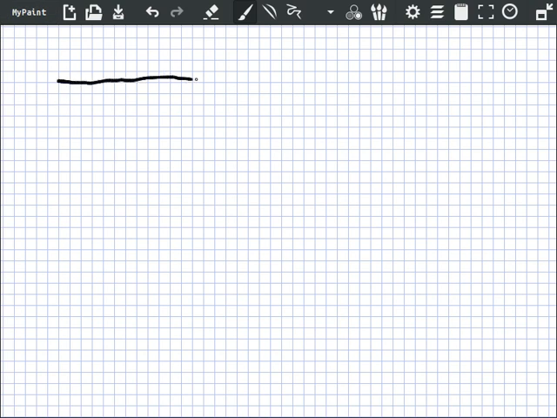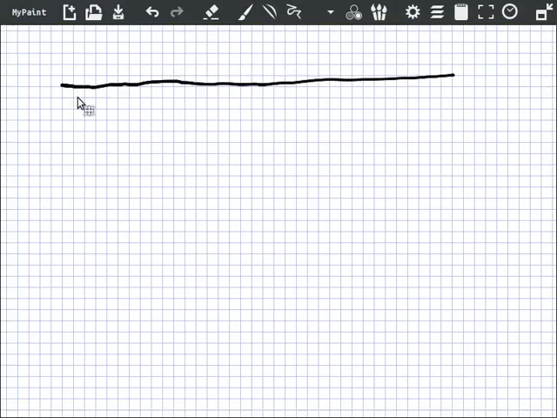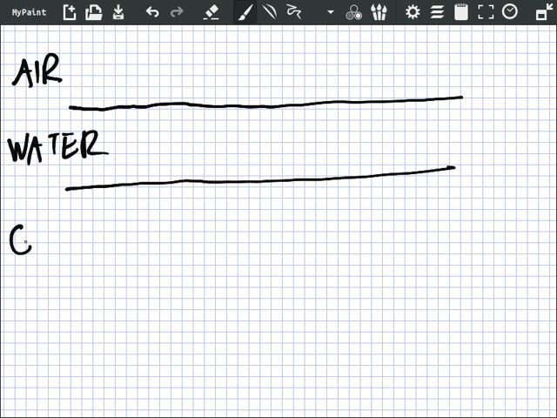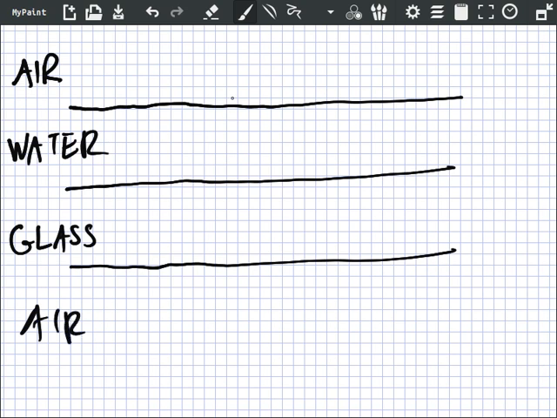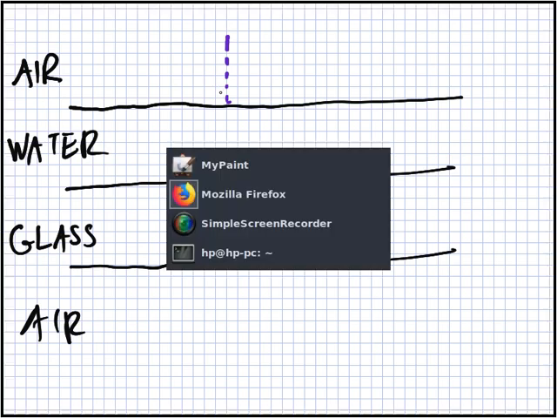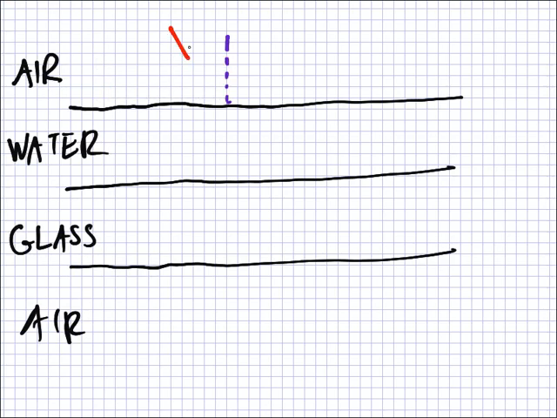We start off, what's the first one? Air, is it? Yes. So we have air, water, like this, glass, then air again. And the first angle? 42.6. No, 35. Sorry, yeah, 35. And 35.